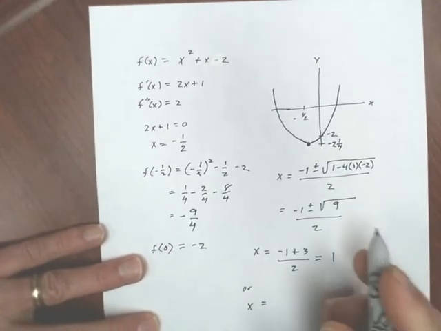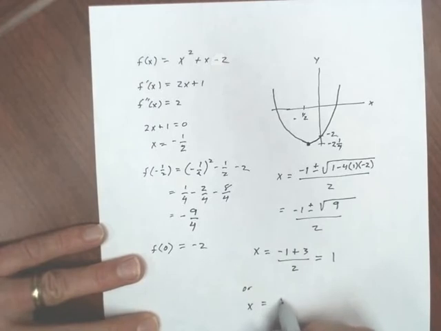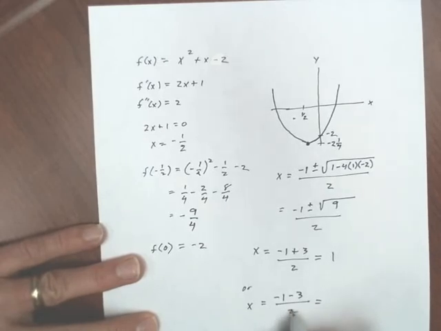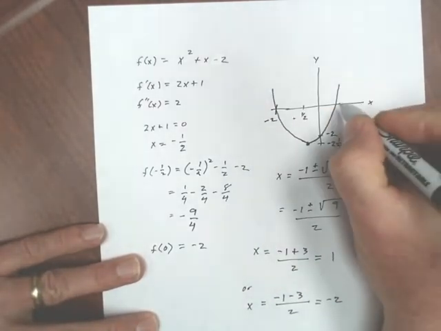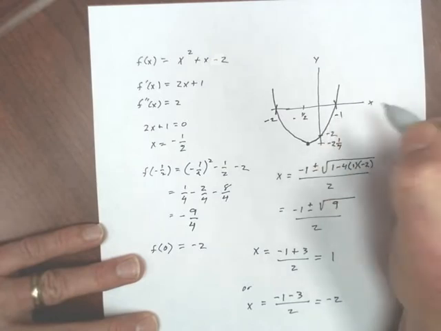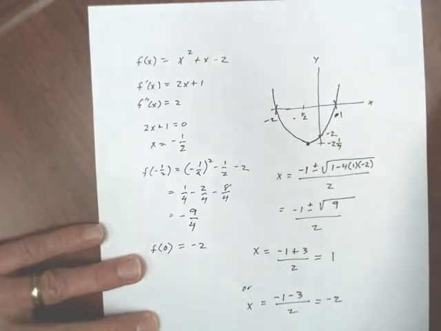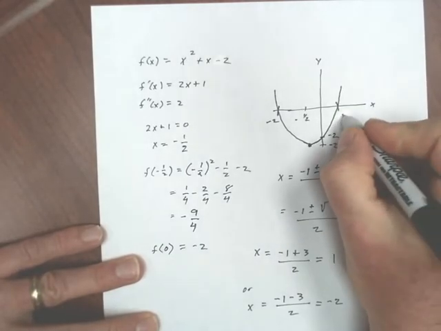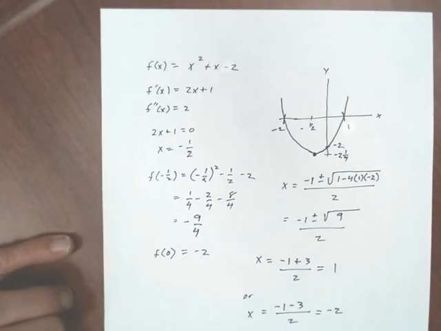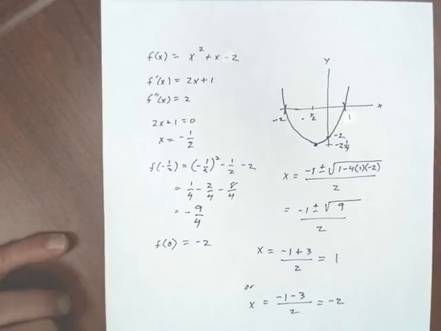Or x equals -1 minus 3 divided by 2, which equals -4 divided by 2, which equals -2. So over here at -2 is one intercept. Over here at +1 is the other intercept. Okay, and we've graphed another quadratic function.